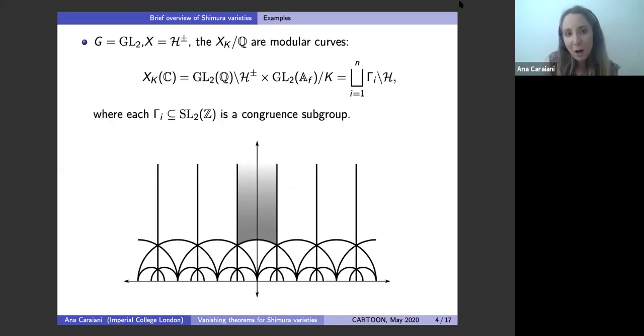All right, and so this is one example I want you to keep in mind. And in fact, what I said in the beginning about the variation of Hodge structures, what that ensures is that you really have a moduli interpretation for your Shimura variety. So in this case, the modular curves have a moduli interpretation. So they represent a moduli problem defined over Q, which is in terms of elliptic curves equipped with extra structures.